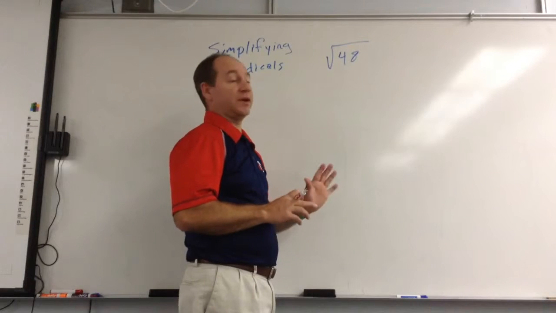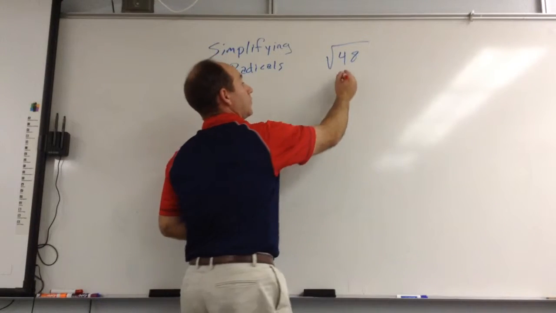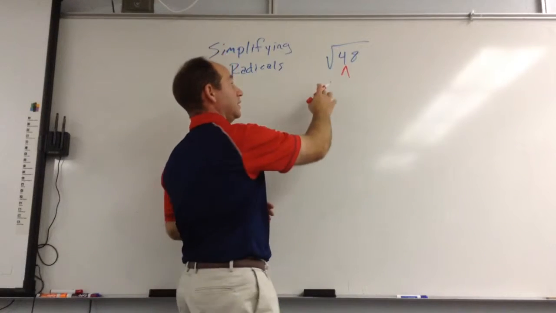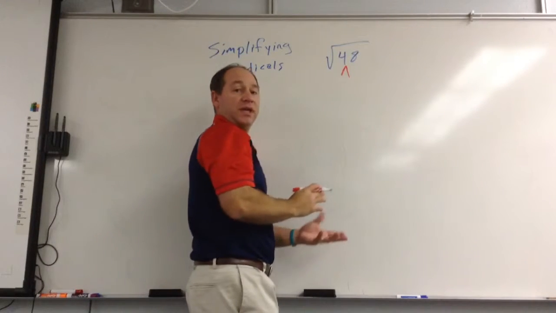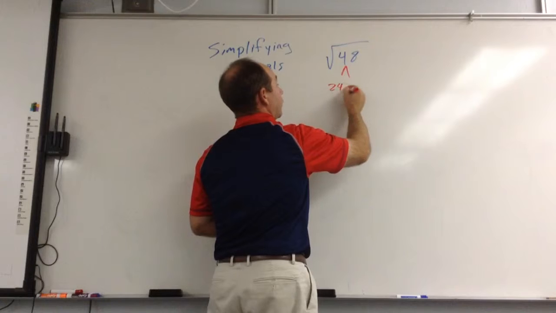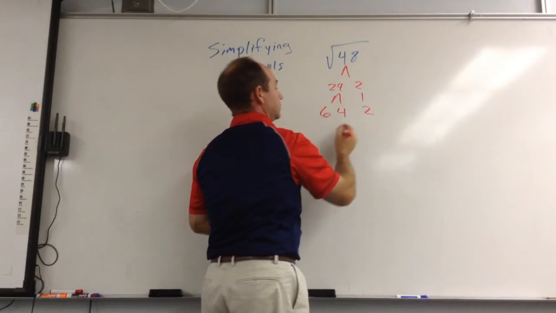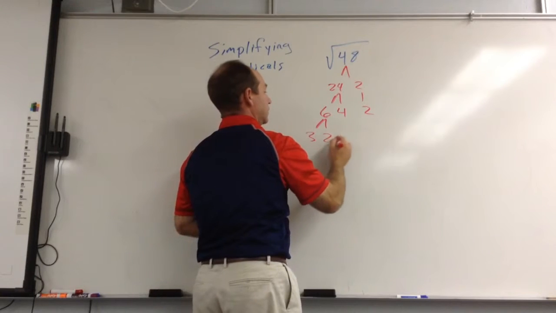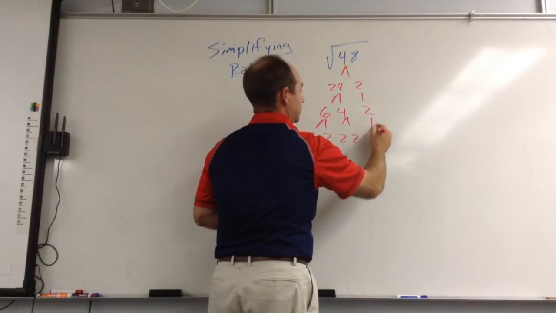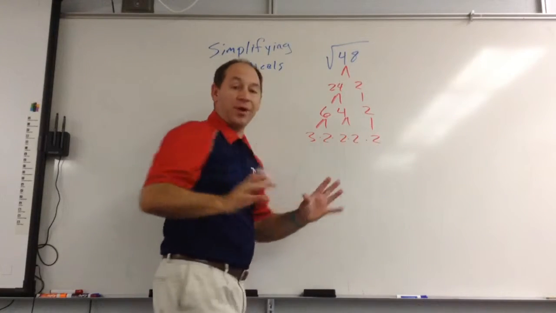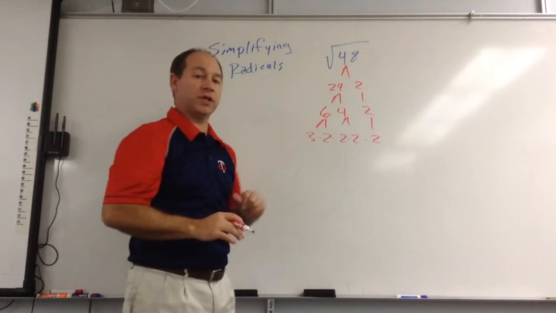Okay, so when we simplify, we want to simplify this exactly. What I like to use is the prime factorization, sometimes called the pear tree in this case. Anything that multiplies to 48 we can use. So 24 and 2. Anything that gives me 24, 6 and 4 and 2. Anything that gives me 6, 3 and 2. 4 is 2 and 2. And that 2 keeps coming down. And now I have written the prime factorization of 48.